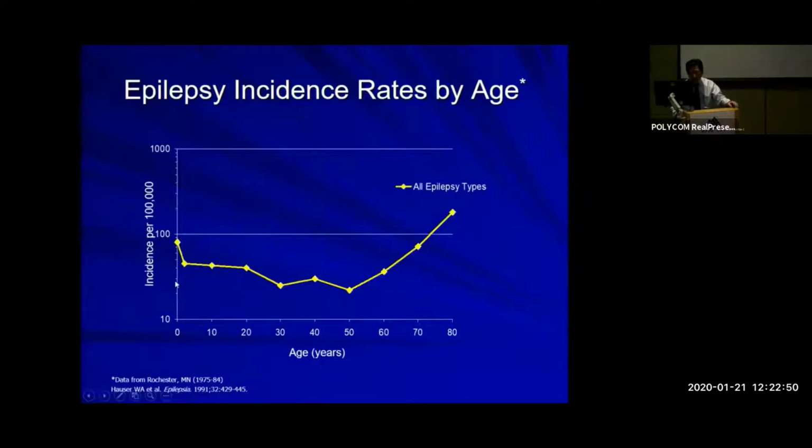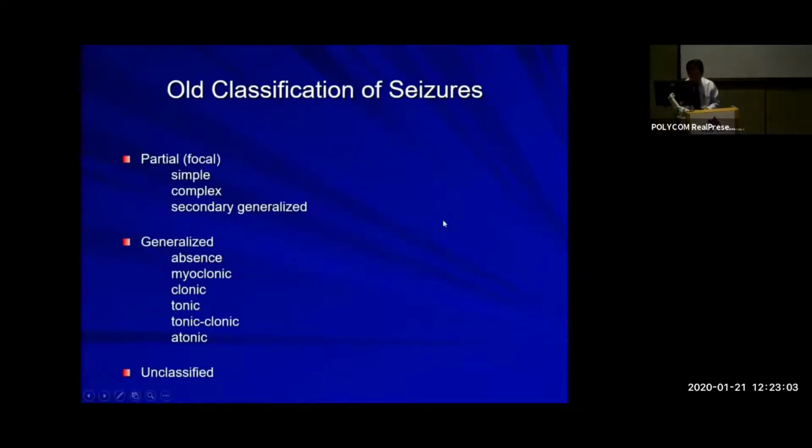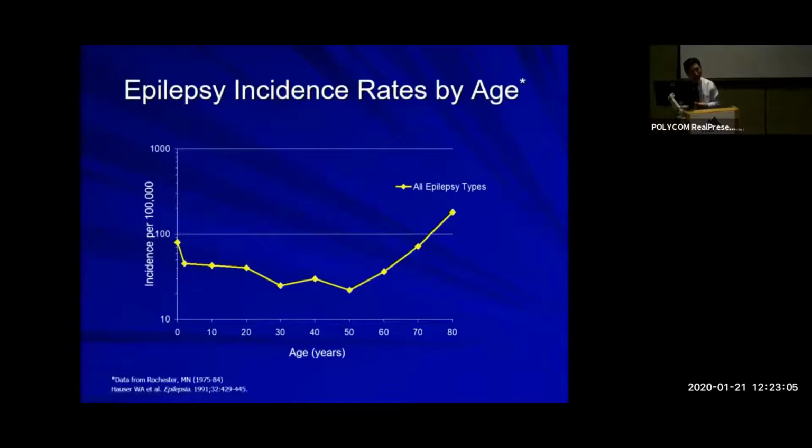When you develop it at a younger age, it generally tends to be more genetic in etiology. Later on, it tends to be more acute symptomatic, so prior brain injury, prior stroke, what have you. By the way, chance of any one of us getting a single seizure in our lifetime is about 10%. So it's not a small number. Epilepsy prevalence is about 1% in the world.